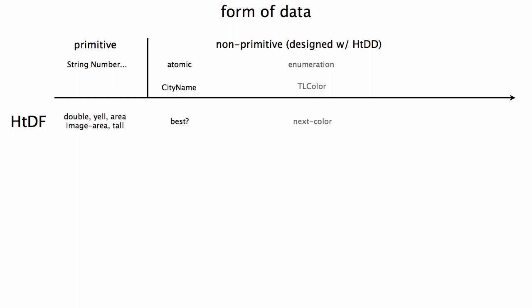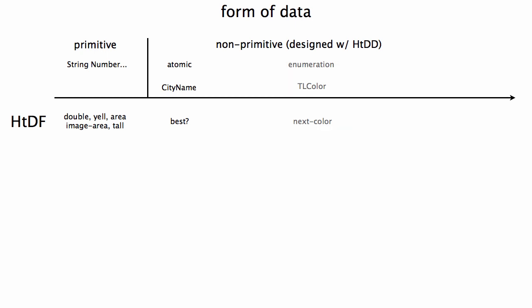And what we did in the last 2 videos was we learned about atomic non-primitive data, and we designed the type city name, and then we designed the best function that consumed a city name. And earlier in the week you actually saw a preview of a form of data called enumerations, which we haven't explicitly covered yet. We'll do that shortly. But you saw another type called traffic light color and a function next color.